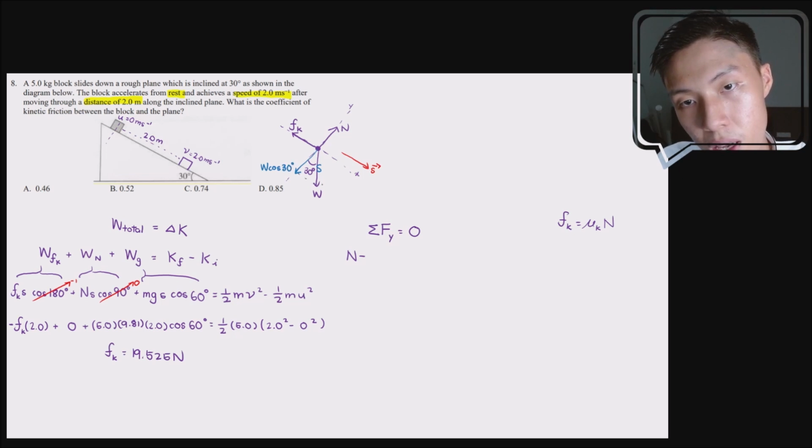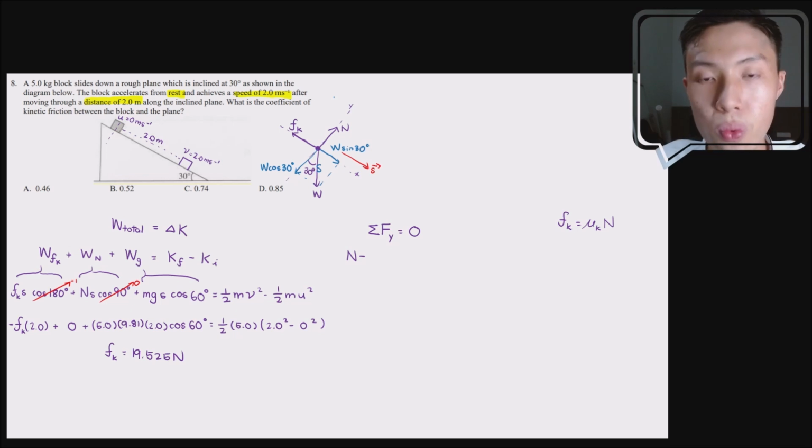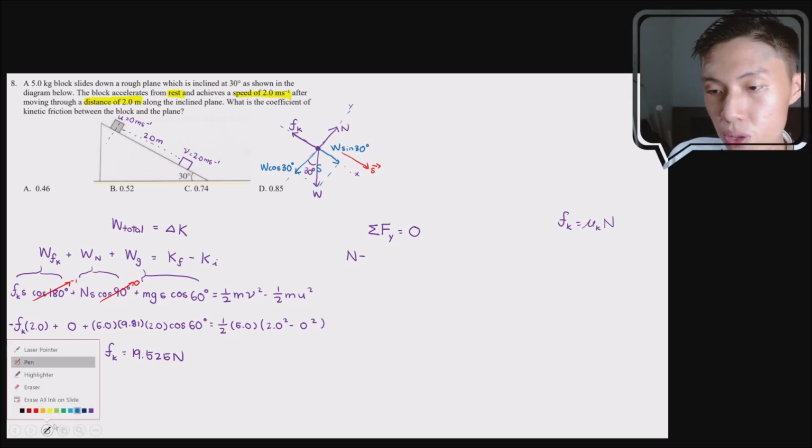And this one should be W sine 30 degrees. The weight, this is not work done. This is weight cos 30 degrees and weight sine 30 degrees. So now we have resolved it.